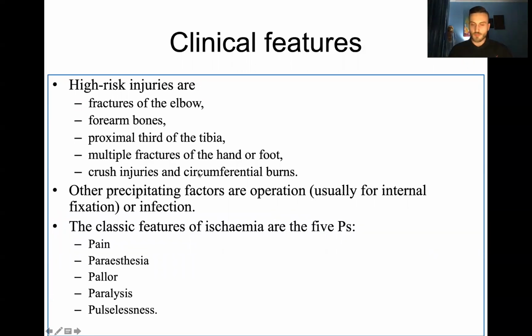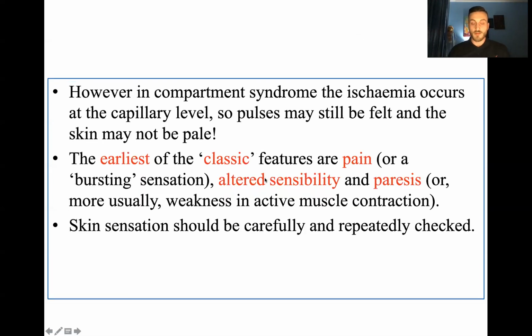The 5 P's that we already talked about: pain, paresthesia, pallor, paralysis, and pulselessness. These are hard signs that are telling you, be careful, there is compartment syndrome. For sure, you don't have to wait for all of the 5 to come, because if you are waiting, you already have a dead limb. So don't wait for the 5 P's to come. You have to expect compartment syndrome.